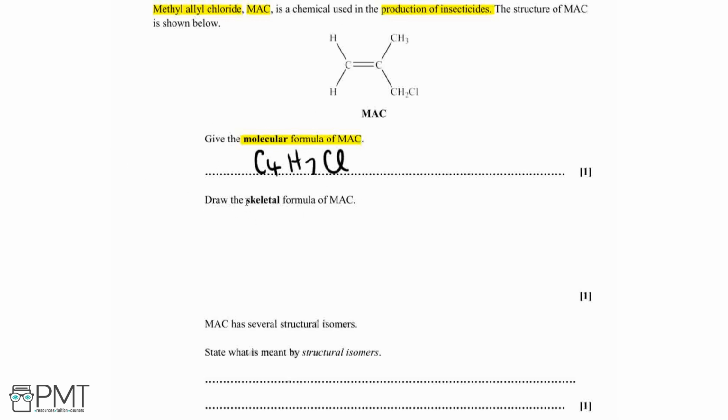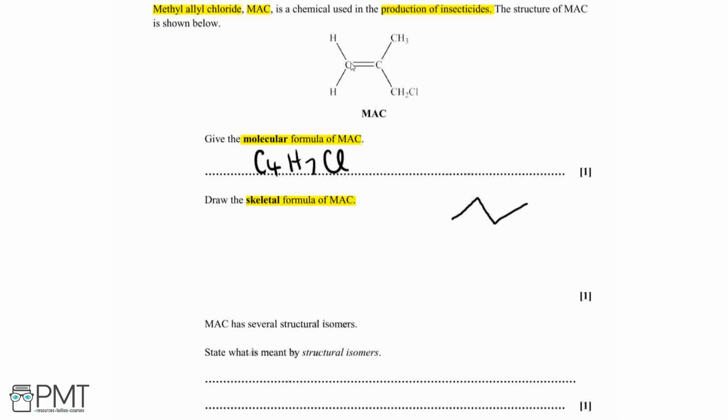The next part, we need to draw the skeletal formula of MAC. So for the skeletal formula, we show the carbon-hydrogen backbone as zigzag lines overall, so something a bit like this. So we don't show any hydrogen atoms at all. We only draw an atom if it's not a carbon or a hydrogen, so a different functional group overall.